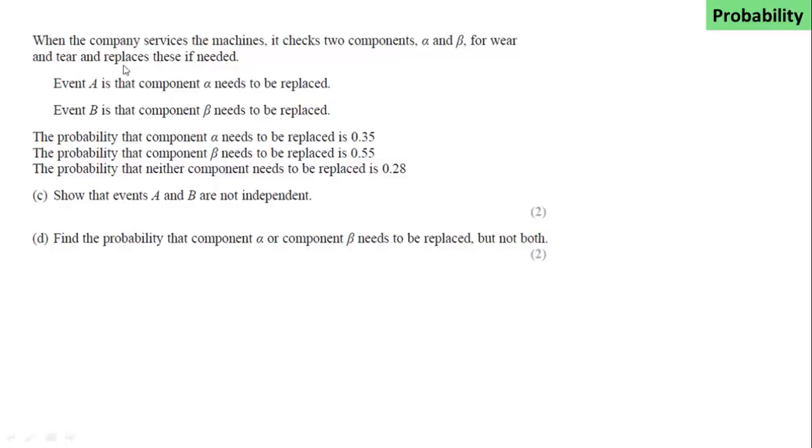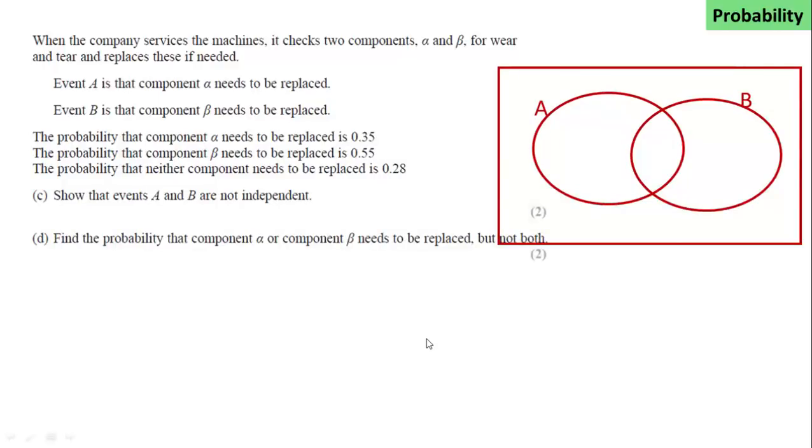Okay, when the company services the machine, it checks two components, alpha and beta for wear and tear. And event A is that alpha needs replacing, event B is that beta needs replacing. So here I draw a Venn diagram. The probability of A, that's both these areas, is 0.35. Probability of B is 0.55. Probability that neither needs replacing is 0.28. Okay.